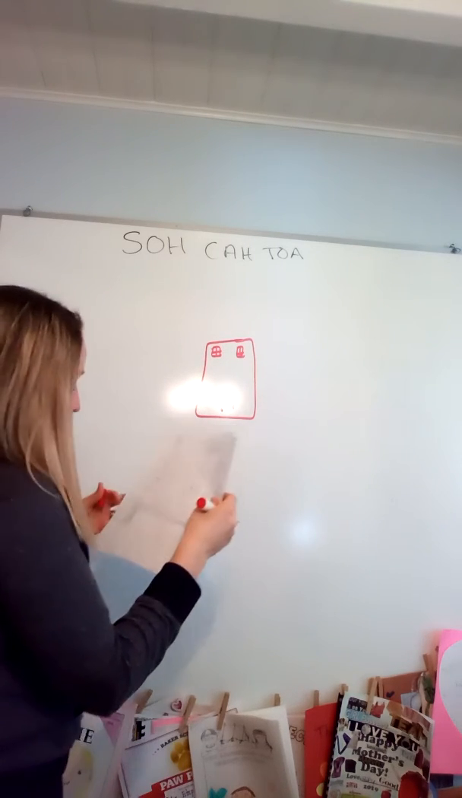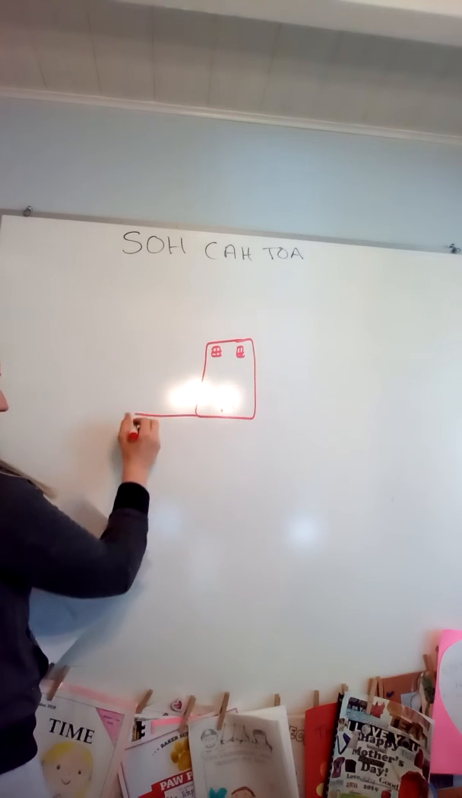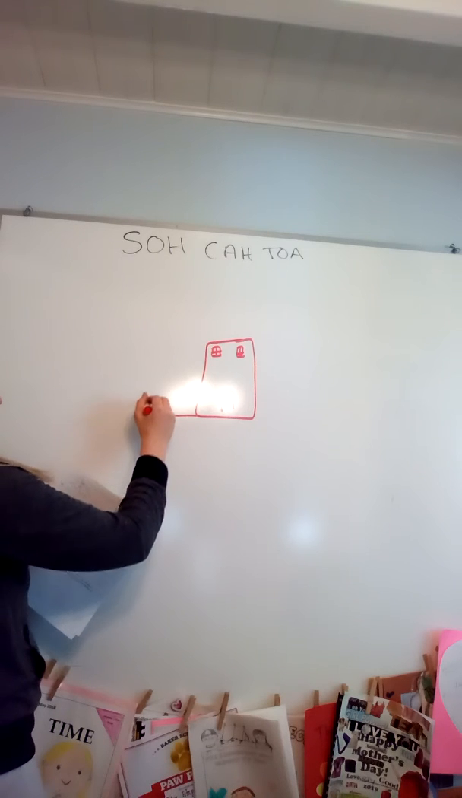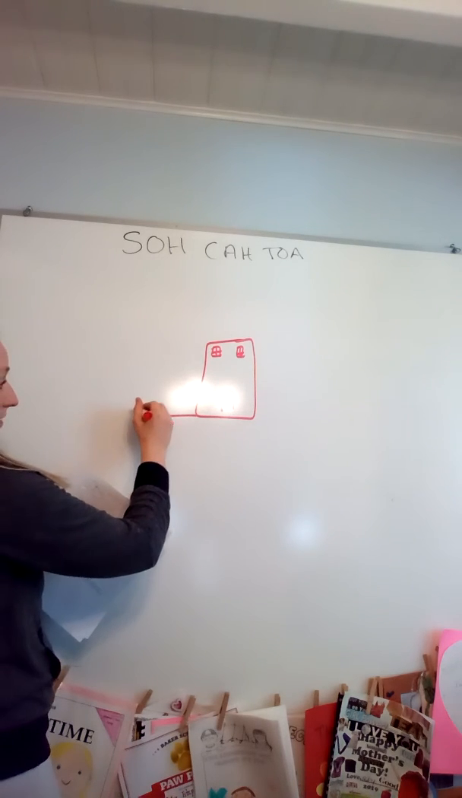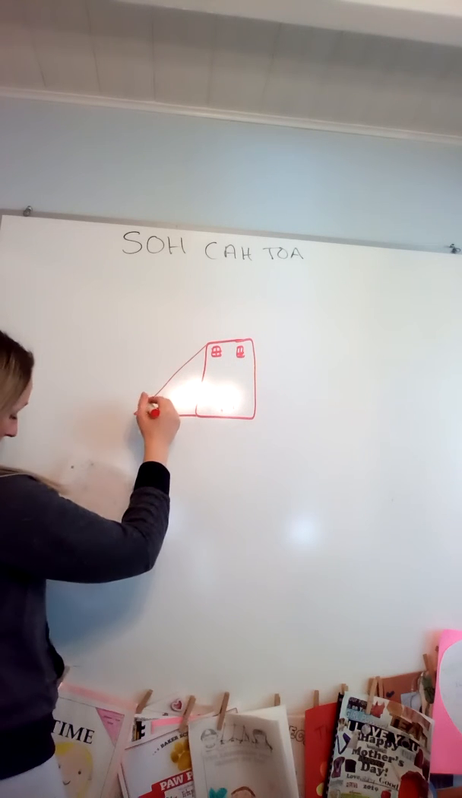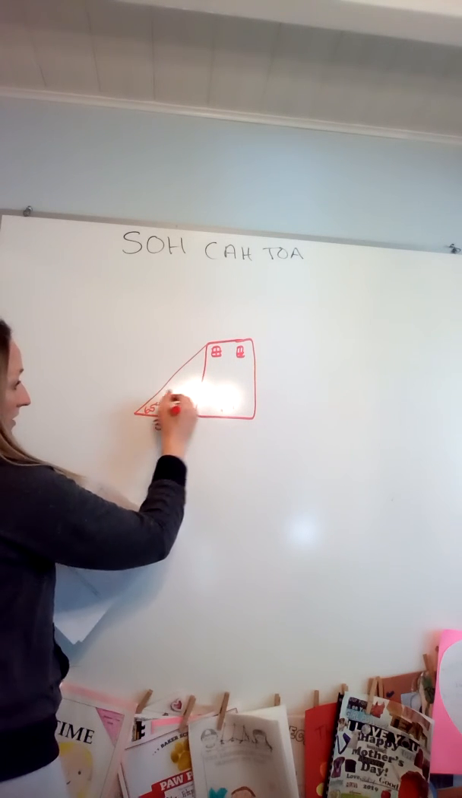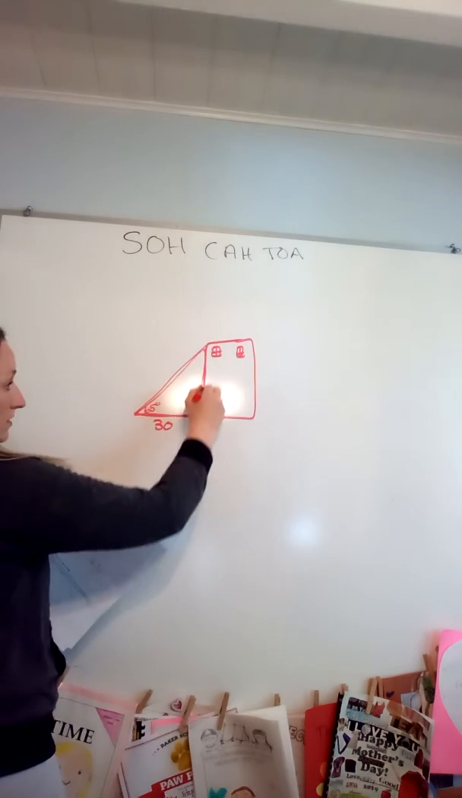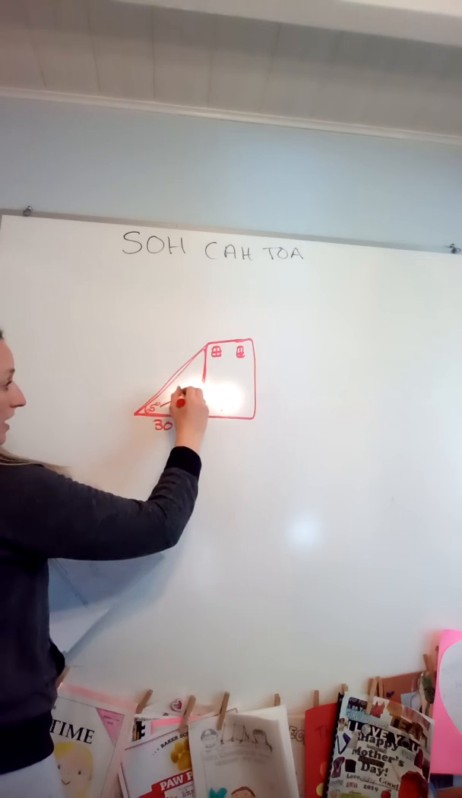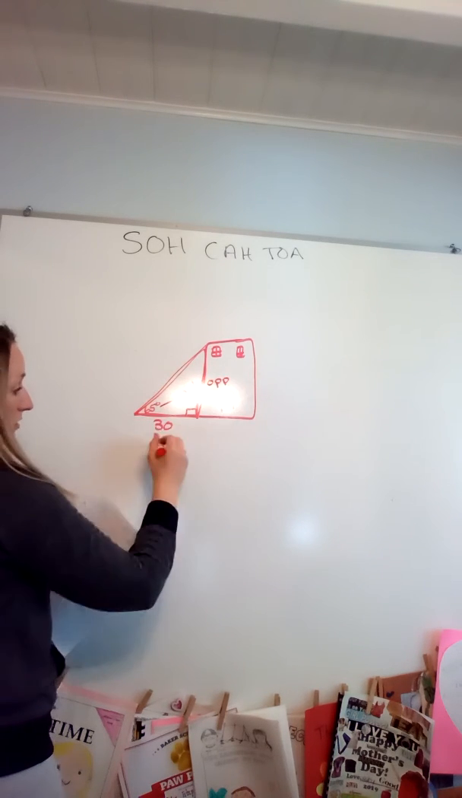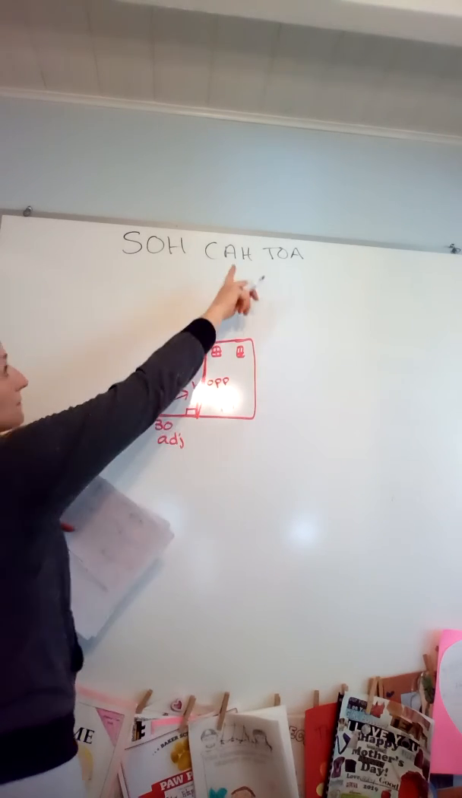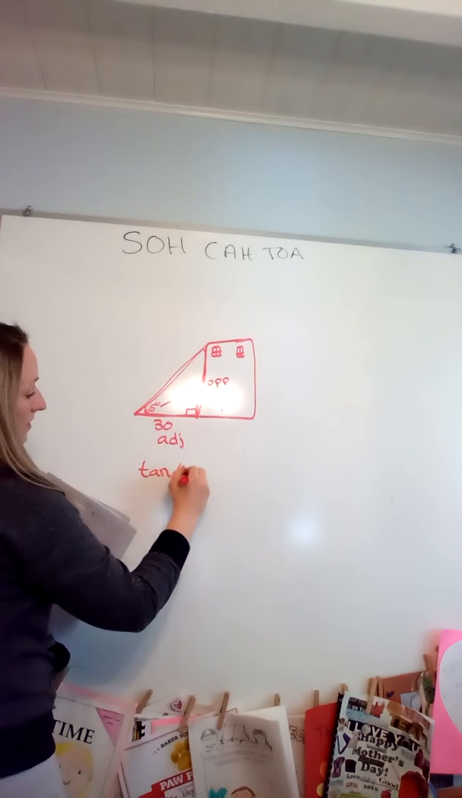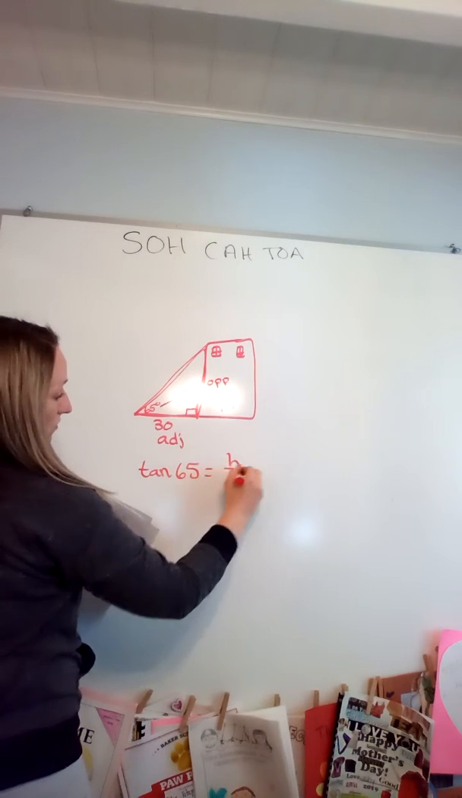And then it says the surveyor is standing 30 feet away from the base. So this person is standing over here, 30 feet away. And the angle of elevation that they measure to the top of the building is given as 65. They want to know the height of the building, so they want to know this side. Well, we have a right triangle where we're trying to solve for the opposite side, and we know the adjacent side. So opposite and adjacent is going to be tan. Tan 65 is equal to h over 30.